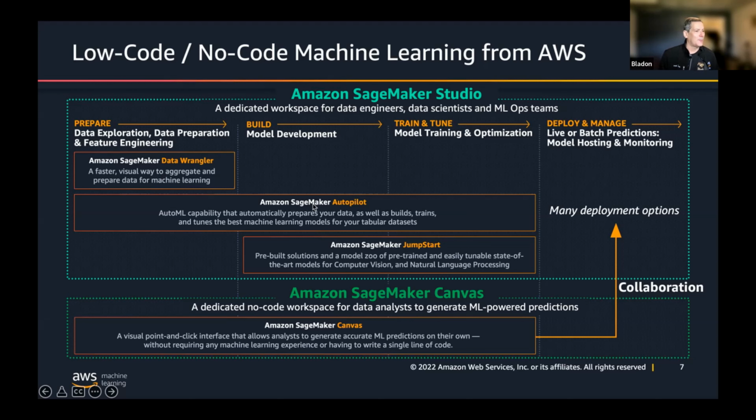Next, a second capability is called Autopilot. You can think of this as an auto machine learning capability. It allows you to take a tabular data set and automatically create a set of data preparation pipelines. It develops different ML models and considers a big set of hyperparameters. It eventually gives you back the most optimal combination of those. You can see in the slide that Autopilot covers the first three steps of the ML workflow: the prepare stage, the build stage, and the train and tune stage.